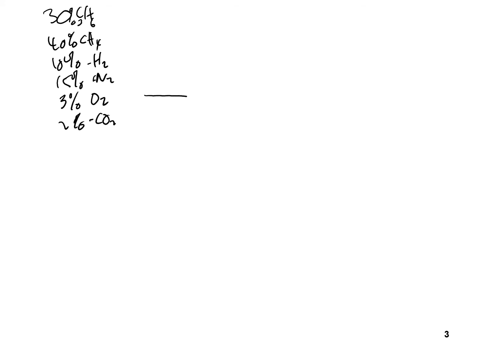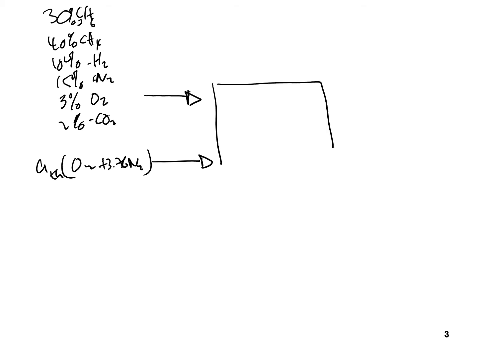C3H6, 40% CH4, 10% H2, 15% N2, 3% O2, and 2% CO2. So this is combined with the O2 plus 3.76 N2, the theoretical air, in the combustion chamber.